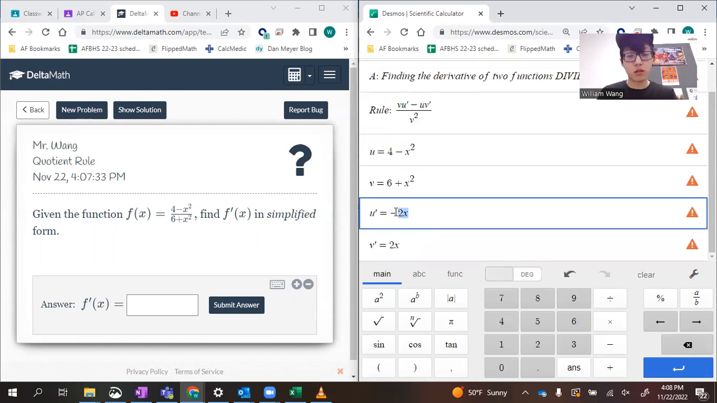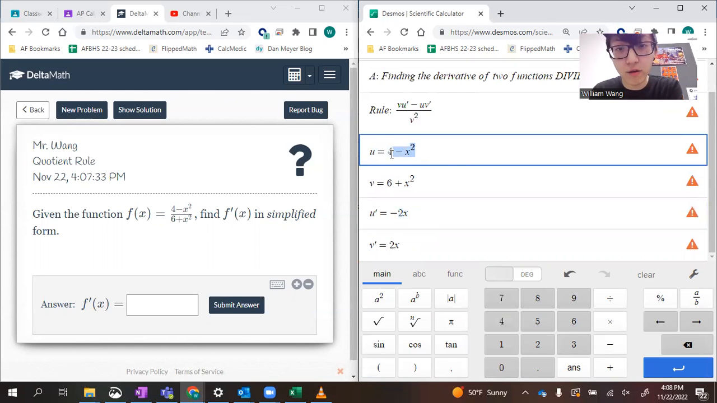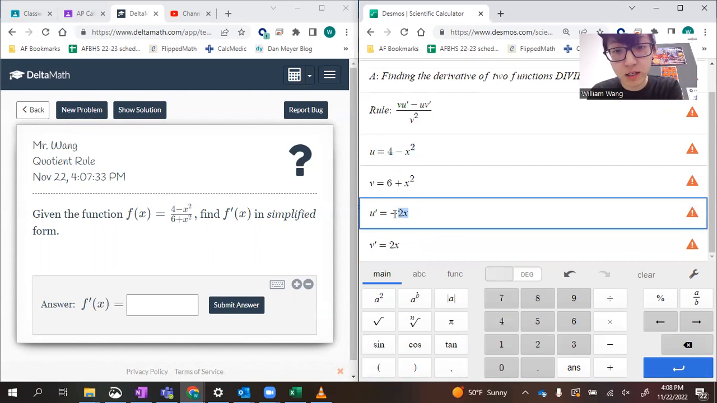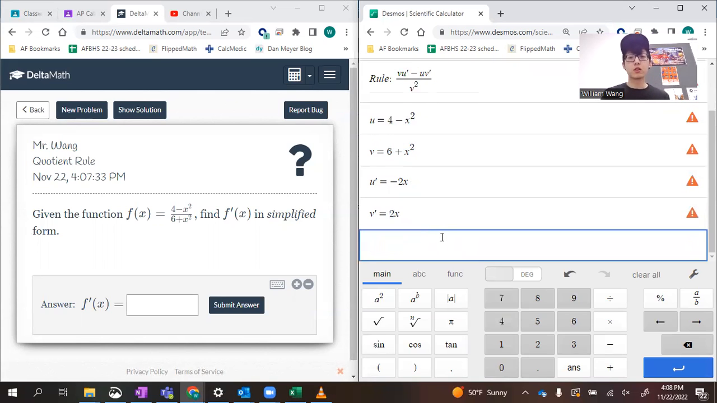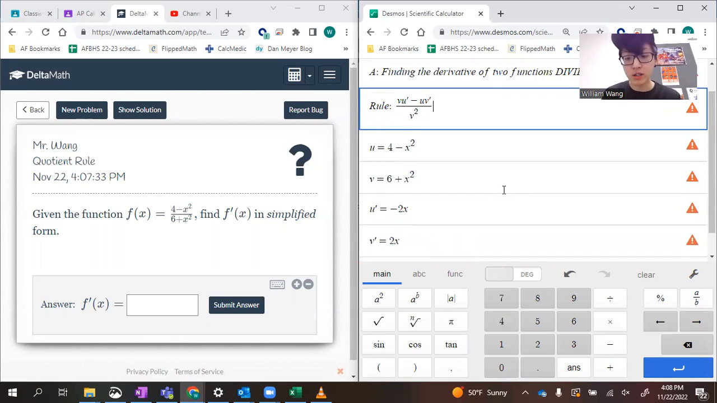Cool. So hopefully this makes sense. The derivative of 4 minus x squared, that's negative 2x. That would be my u prime. My v is 6 plus x squared, so that means my v prime is 2x. That's just the power rule for all of us. So I'm going to plug it into my equation.